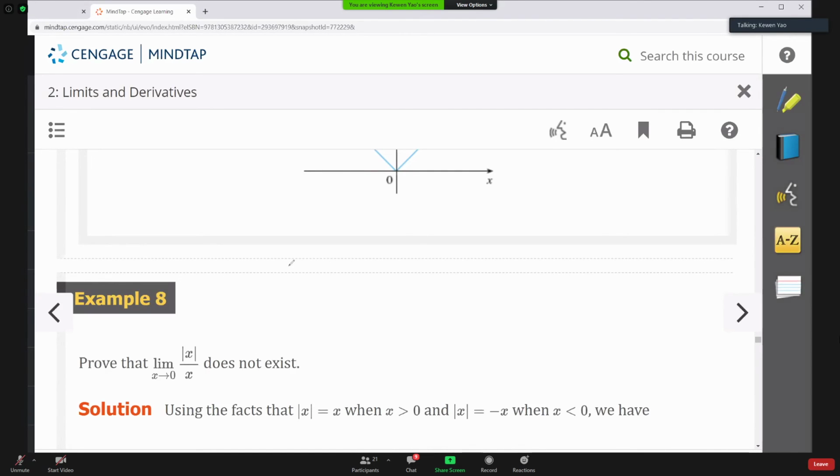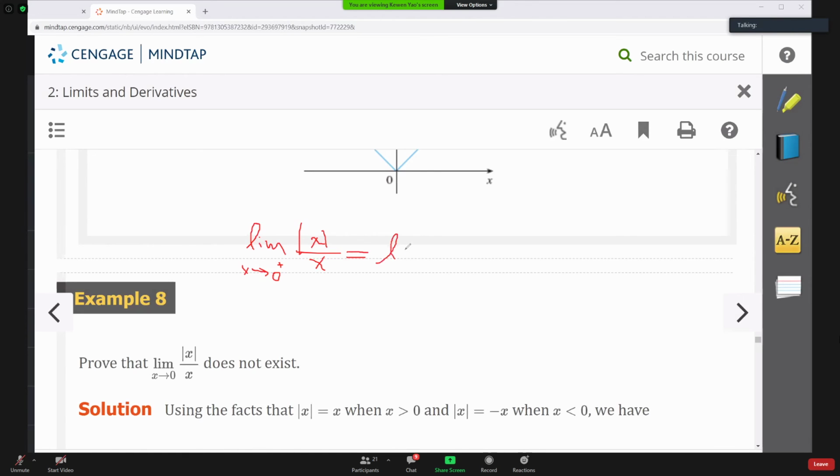Okay, let's find the right limit first. The right limit is this. Please write it down. If you don't know how to solve it, please write it down. x goes to 0 from the right. The function is this, right? Now it equals what? You have to simplify, right?